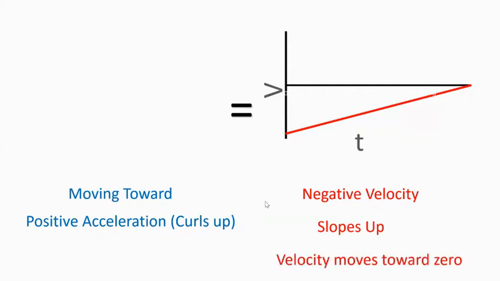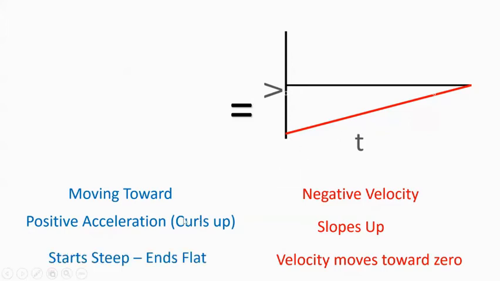Also notice that velocity moves towards zero. How do we know that? Because if you read this graph from left to right, the velocity starts off way down here, away from the zero line, and as the time goes on, it gets closer and closer to zero. And actually, it looks like it touches zero, which means the object eventually comes to a stop.